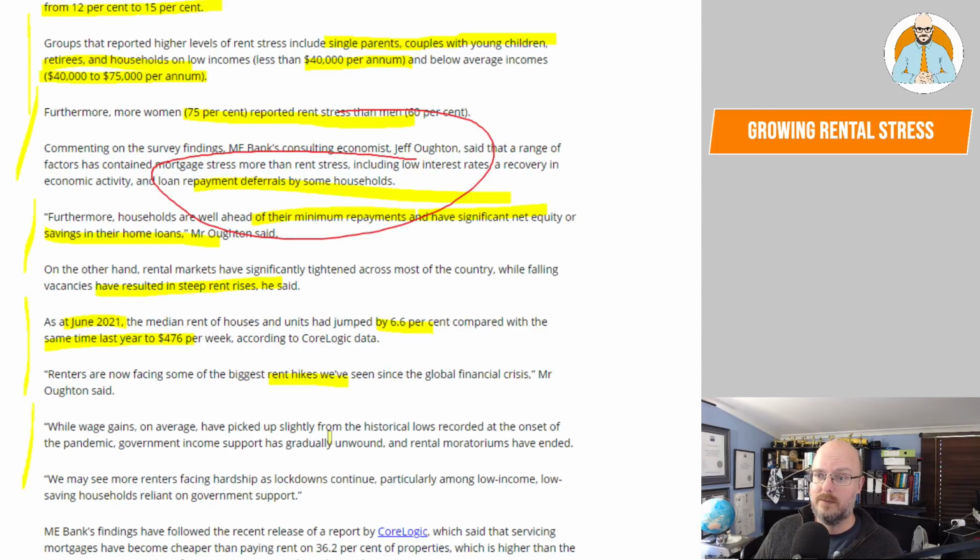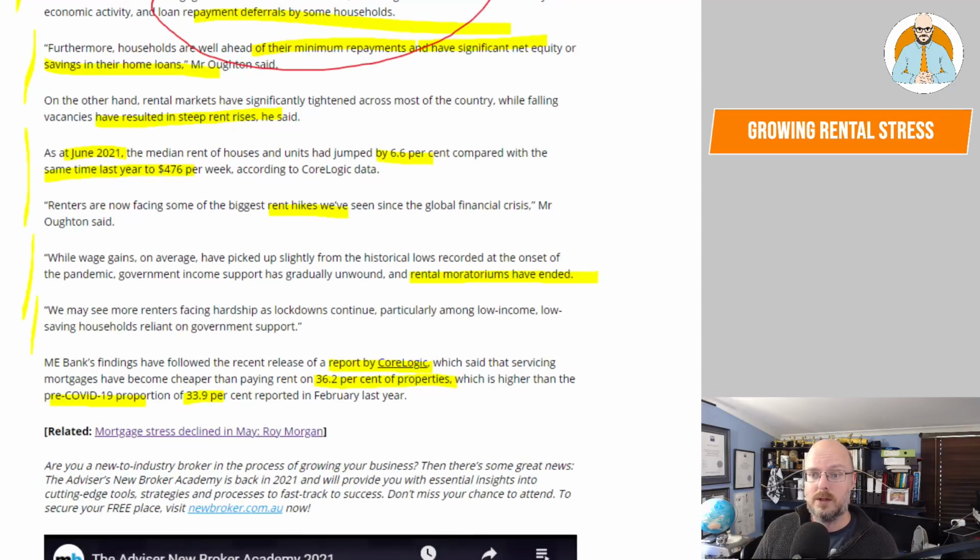While wage gains on average have picked up slightly from the historic lows recorded at the onset of the pandemic, government income support has gradually unwound and rent moratoriums have ended. We may see more renters facing hardships as lockdowns continue, particularly among low-income, low-savings households reliant on government support. MeBank's findings have followed the recent release of a report by CoreLogic, which said that servicing mortgages has become cheaper than paying rent on 36.2% of properties, which is higher than the pre-COVID-19 proportion of 33.9% reported last year.